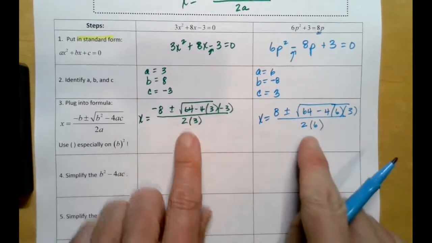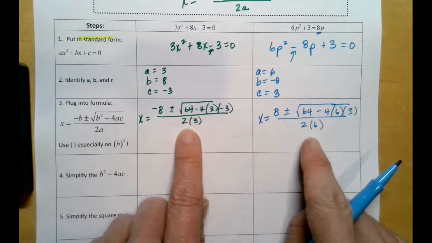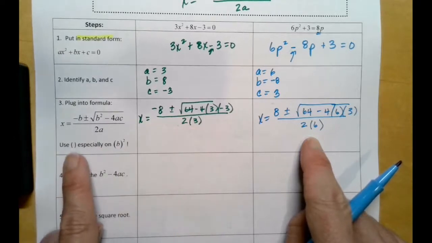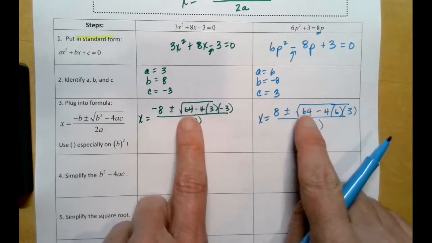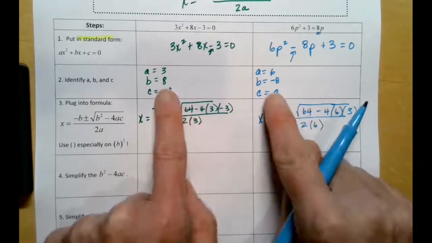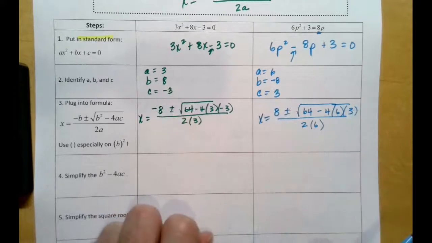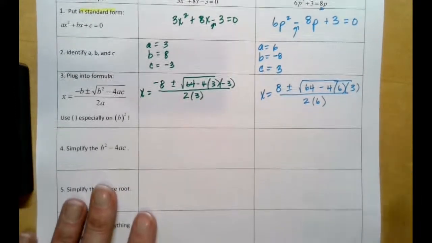So pause the video and make sure that you're caught up with me. You want to use these parentheses, especially on b squared, because we need to make sure those 64s are both positive, whether I have a negative 8 or a positive 8. Okay? All right. Now we're going to simplify my b squared minus 4ac.